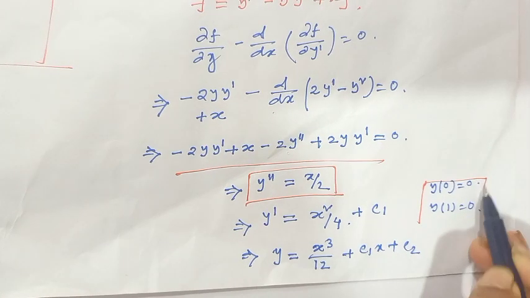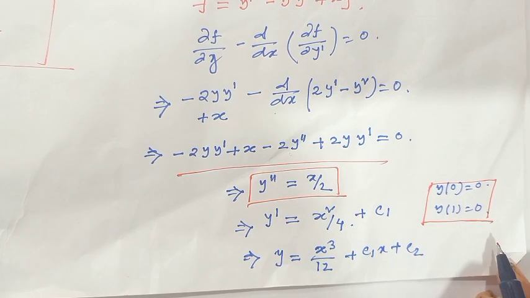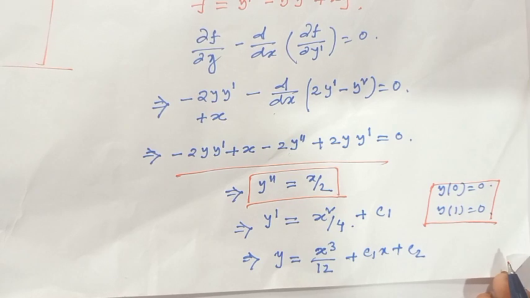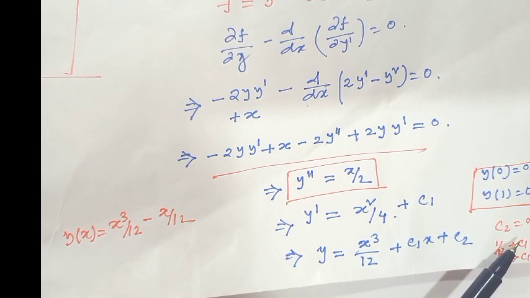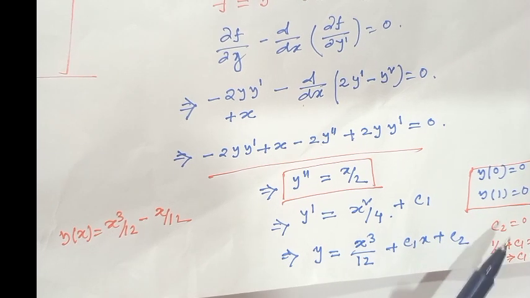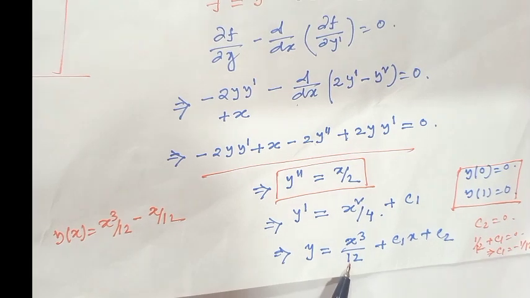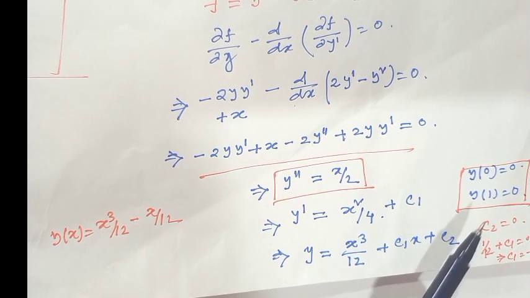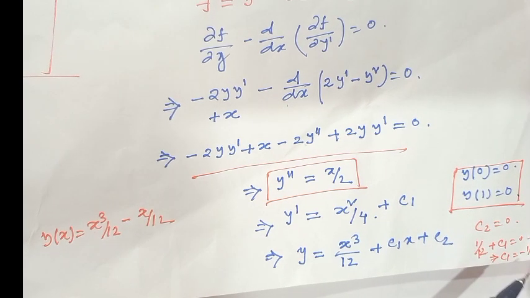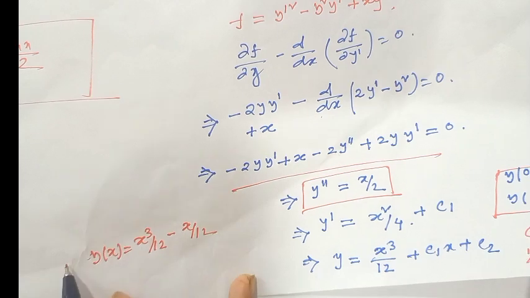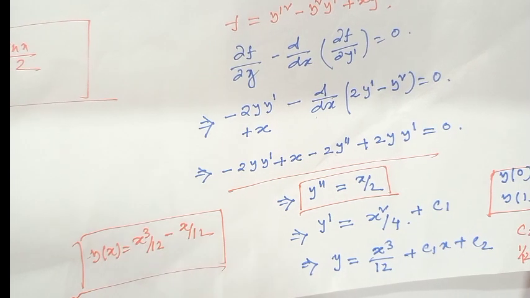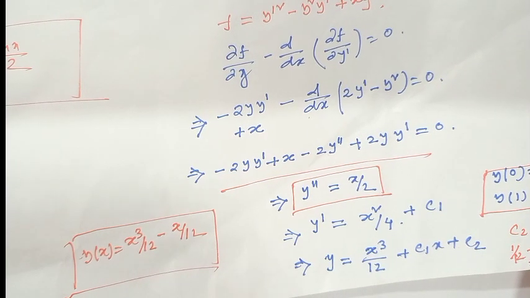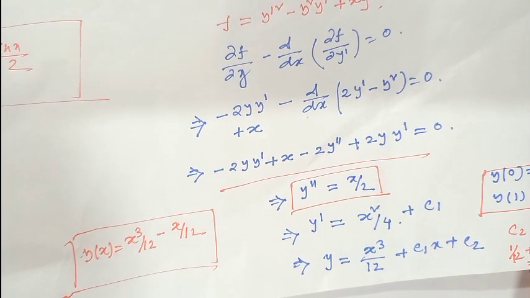Now using the boundary conditions y(0) = 0 and y(1) = 0. The first boundary condition y(0) = 0 gives c2 = 0. The second boundary condition y(1) = 0 gives 1/12 + c1 = 0, since c2 = 0, that implies c1 = −1/12. That implies y(x) = x³/12 − x/12. This is the extremal of this functional.